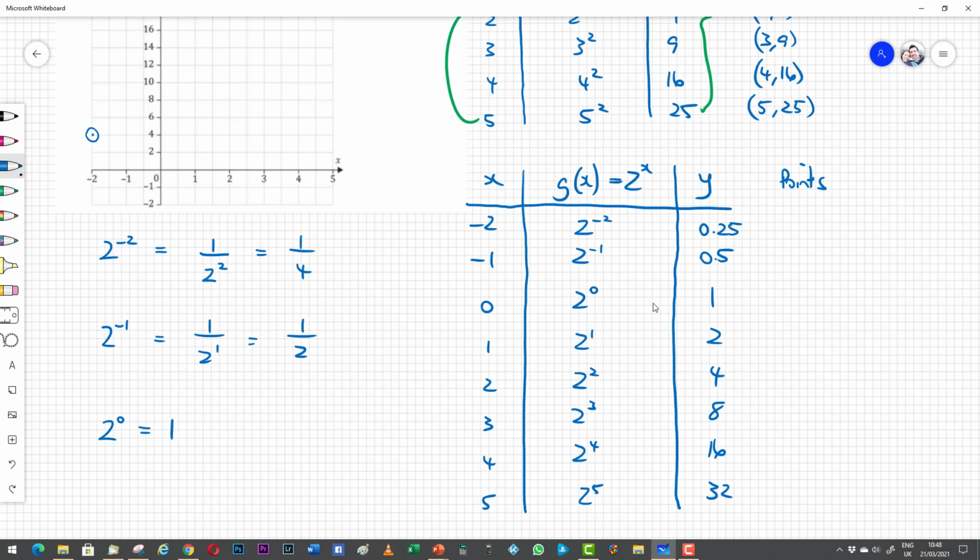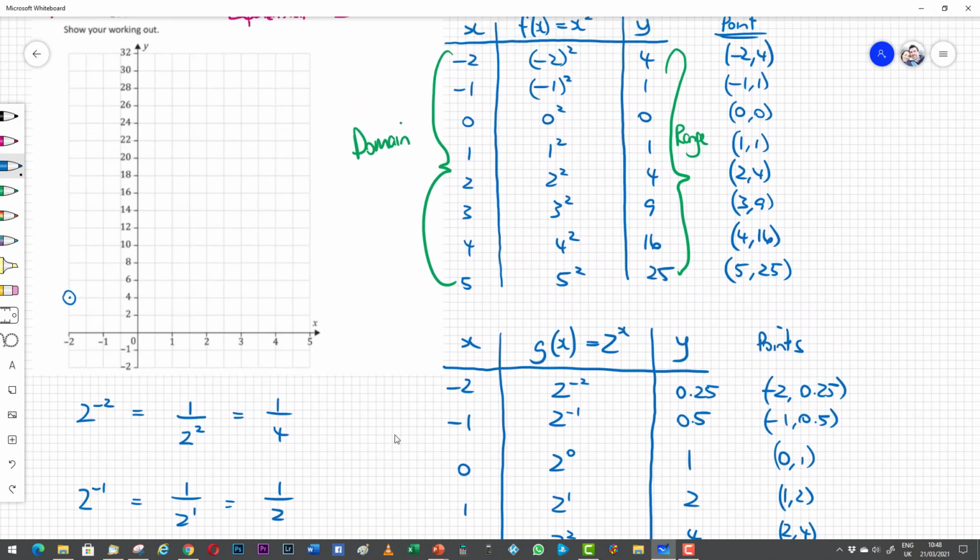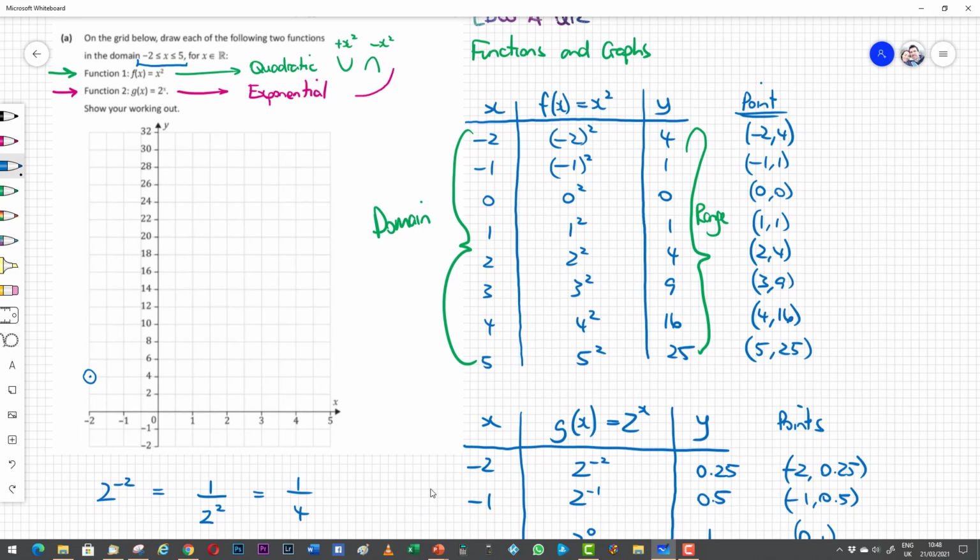We need to pair off the points, so we have -2, 0.25; -1, 0.5; 0, 1; 1, 2; 2, 4; 3, 8; 4, 16; and finally 5, 32. So now that we've all the points on both of the functions, let's go over to the interactive to actually put in those points onto the graph.